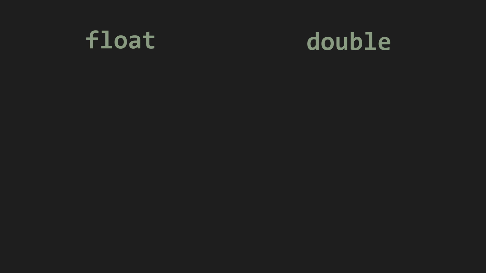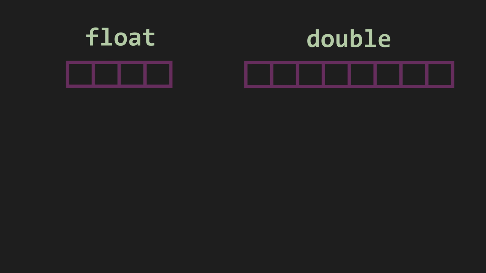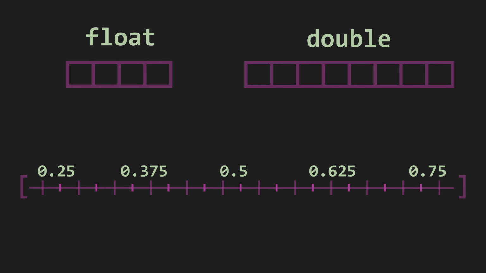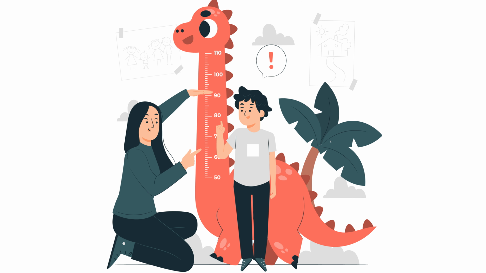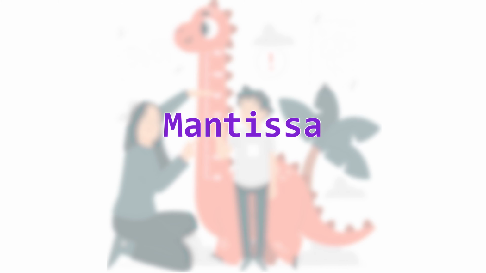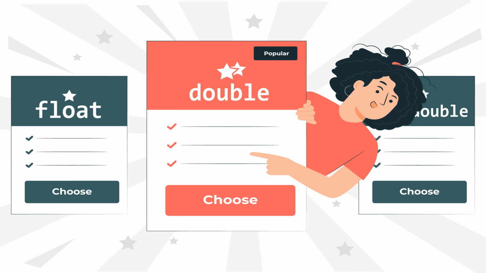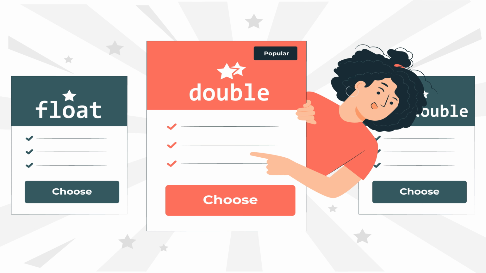So, what are the key differences? First, float typically uses 4 bytes of memory, while double uses 8 bytes. This difference in size also means double can store numbers with greater precision and a larger range. But it's not just about size. Precision is defined by something called the mantissa, which we'll cover in more detail shortly. Double has a longer mantissa than float, meaning it can represent numbers more accurately over a wider range.